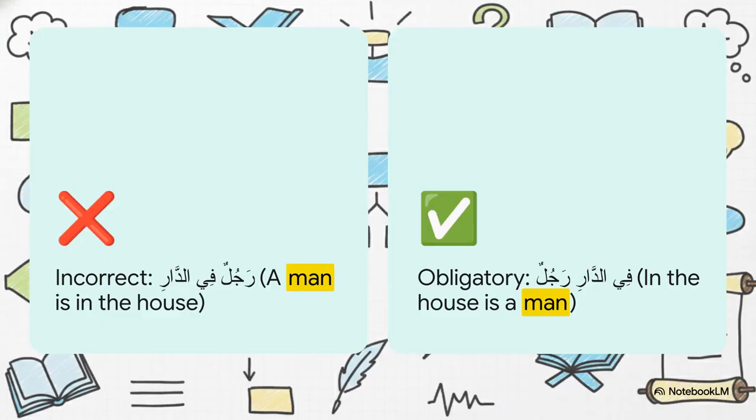Now, what's really interesting about this is a strict rule regarding indefinite nouns. If your subject, your mubtada, is indefinite, like rajulun, meaning just a man, not the man, you actually cannot start the sentence with it. Saying rajulan fi dar is grammatically incorrect. Instead, it's obligatory to remodel. You must put the prepositional phrase, the khabar, first. Fi ad-dari rajulan. In the house is a man. The superstructure precedes the foundation out of sheer necessity to keep the sentence structurally sound.